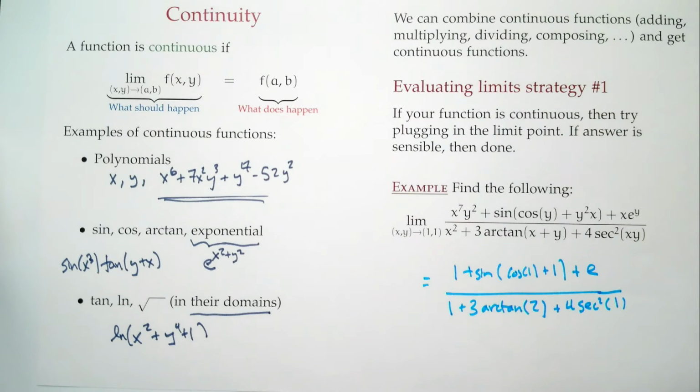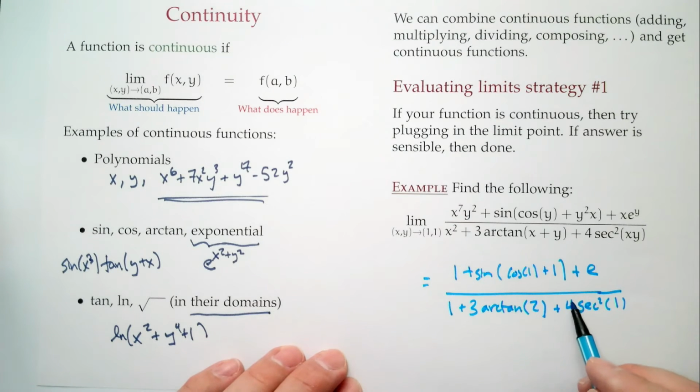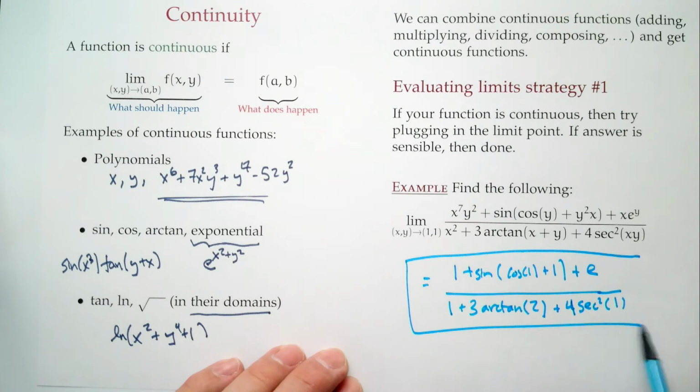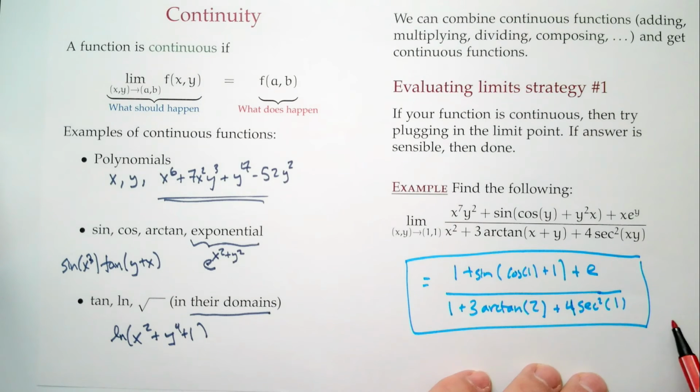Now, at this point, we say, okay, what comes next? Well, the answer is, we're done. We got a number out. Now, the thing that we should worry about whenever we're doing this is we always say, let's check your denominator. Is this equal to 0? That's the question you always ask.